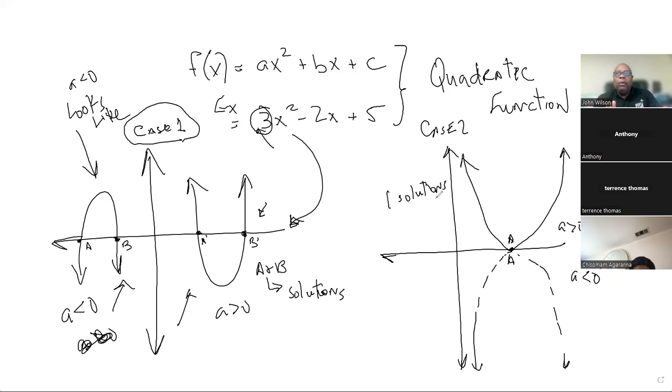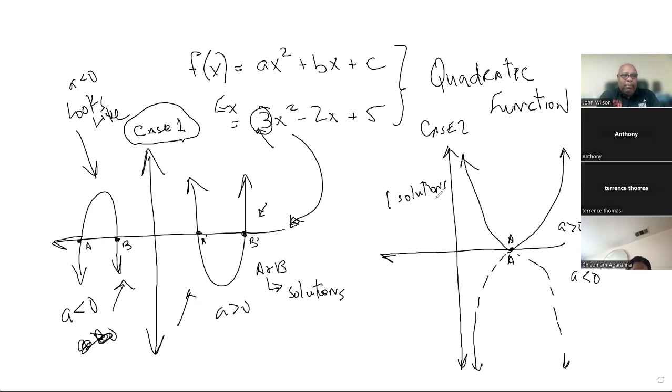So far, we're in the realm of real solutions. There's either one real solution or two real solutions. Fortunately for you, on the SAT, that's all they care about, is real solutions. One solution or two solutions. Now we get into the world of case three.